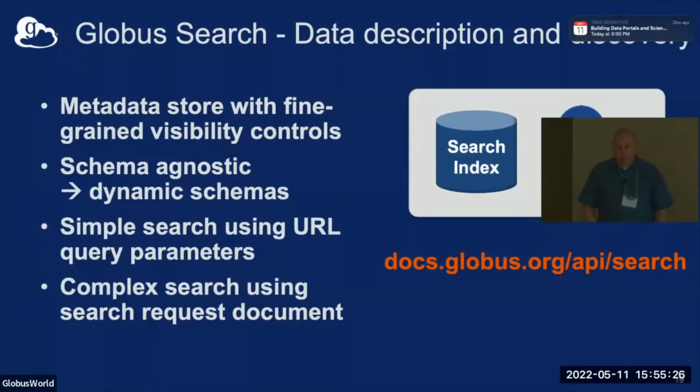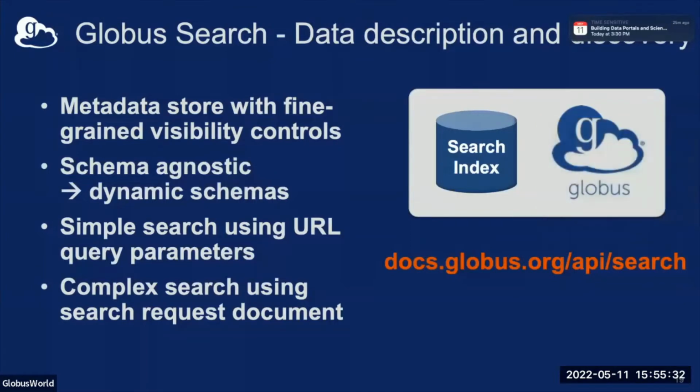All right. So that was all I was going to say about groups. That was all I was going to say about guest collections. Now I want to talk about search: data description and discovery. So what is Globus Search?